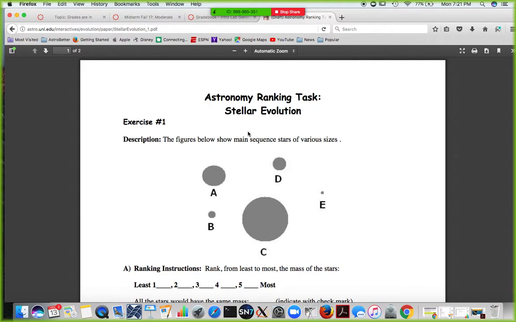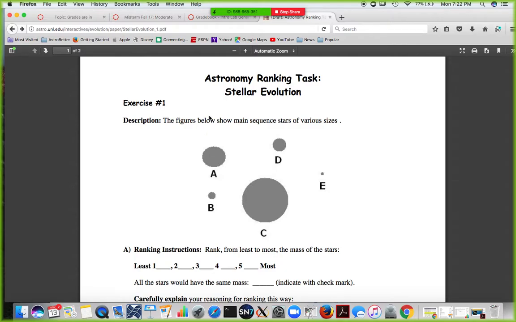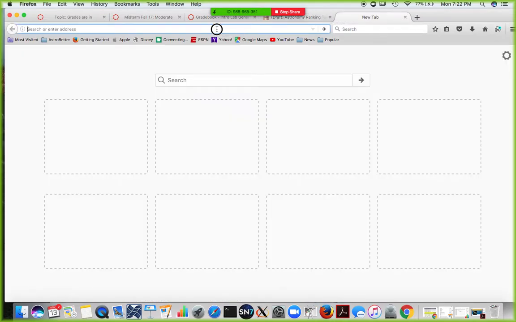So if you go to the Astro Interactives, and the link exists in our Canvas course, there are several good exercises if you want to practice this concept of stellar evolution, how exactly that occurs. And stellar evolution boils down to understanding what the HR diagram, the Hertzsprung-Russell diagram, is. So in the Hertzsprung-Russell diagram, let's see if I can bring a picture of it.